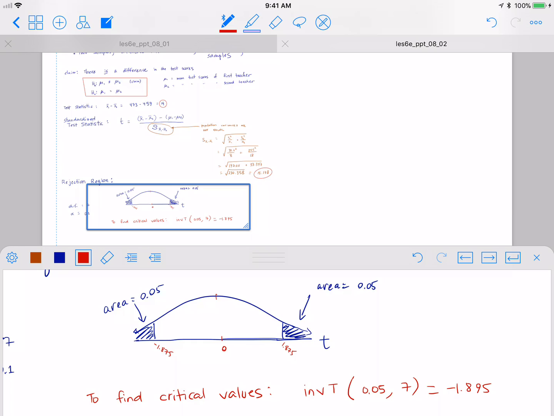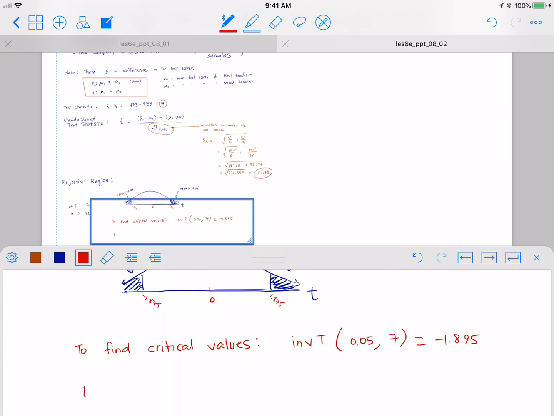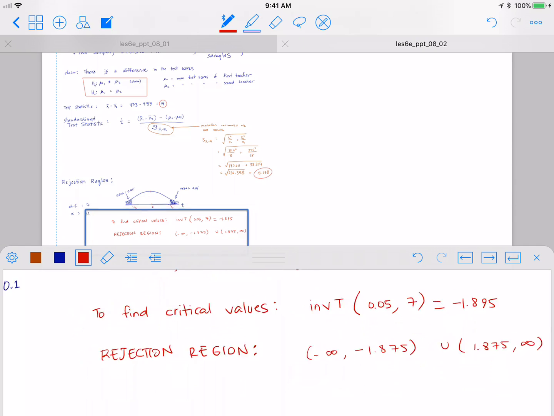Of course, the center is the mean, which is 0, because for a t-distribution that is the mean. And our rejection region is anything more extreme than negative 1.895 and positive 1.895. So anything back here or anything above here. The rejection region is going to be from negative infinity to negative 1.895 or 1.895 to infinity. Here we're using interval notation.